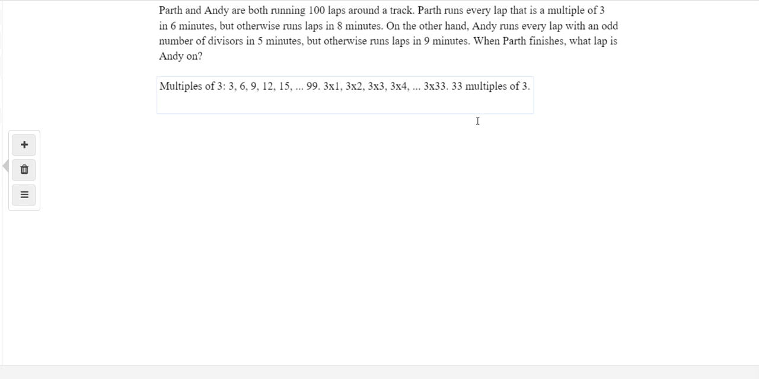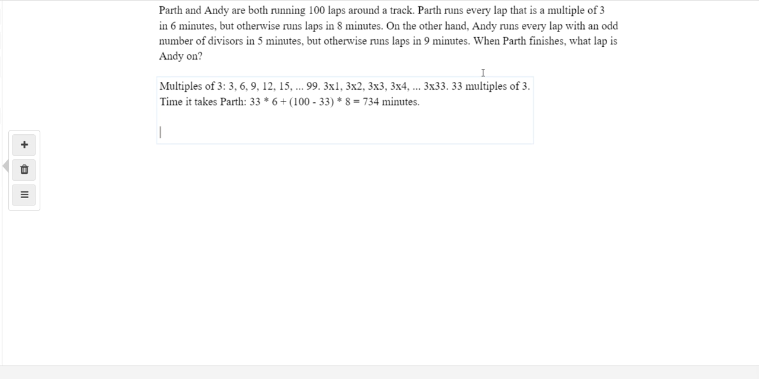So now that we have this information, we can calculate the time it takes Parth, because we know that he runs 33 laps in 6 minutes, and he runs the remaining laps in 8 minutes. And if we calculate this out, we should get an answer of 734 minutes. So now we're going to move on to Andy.